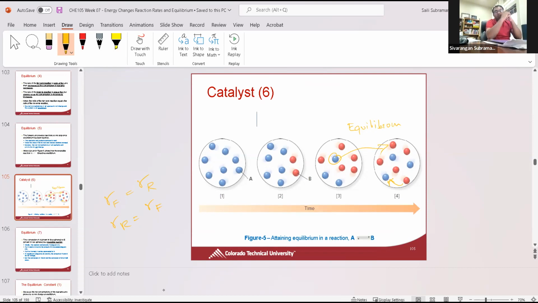So when do you know that you have reached an equilibrium? When the net change in the number of molecules of the reactants and the products is equal to 0. So that means that the blue is getting converted into red, and the red is getting converted back into blue. So that's why you're trying to say that the rate of forward reaction is the same as the rate of a reverse reaction.